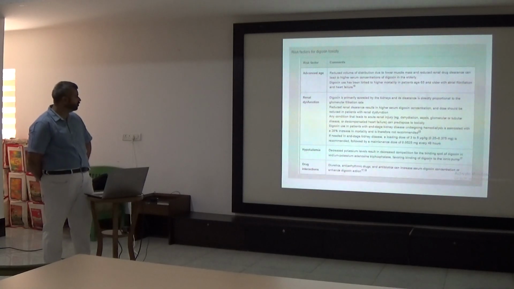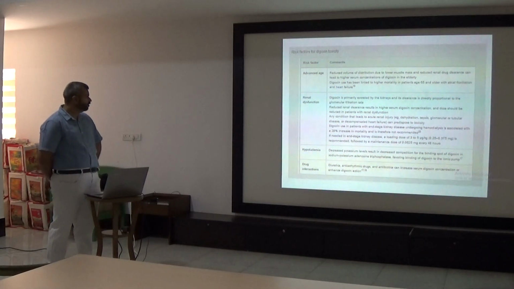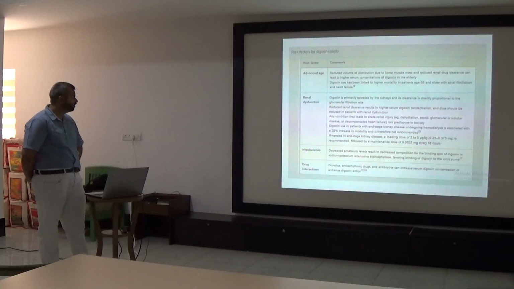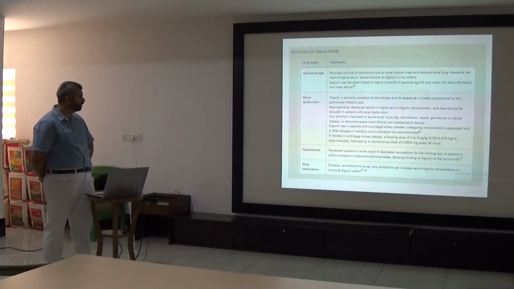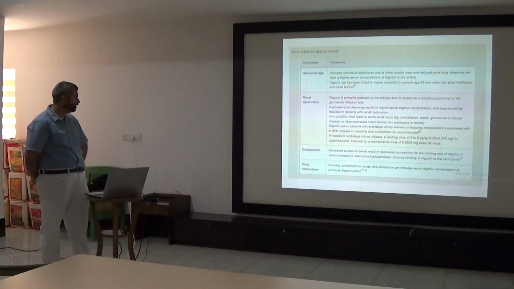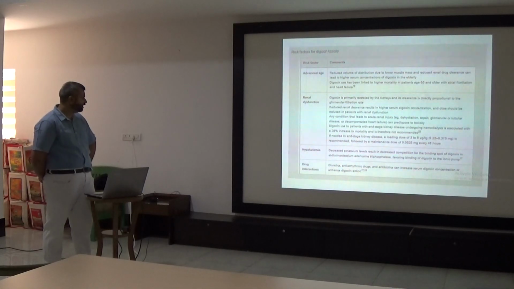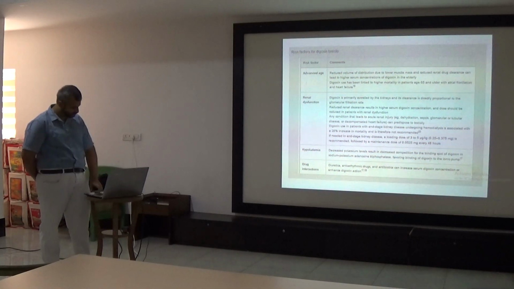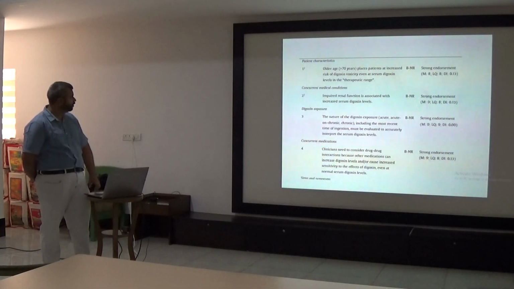Now, the risk factors would definitely include advanced age, which is also due to low muscle mass and decreased renal clearance of the drug. Of course, renal dysfunction is separate, and mostly the main important risk factor for digoxin toxicity. Hypokalemia does precipitate toxicity, and there are certain drug interactions that will be seen in the following slides.